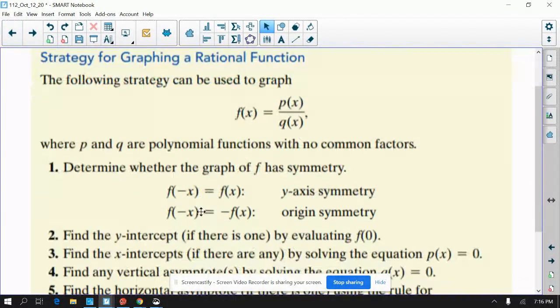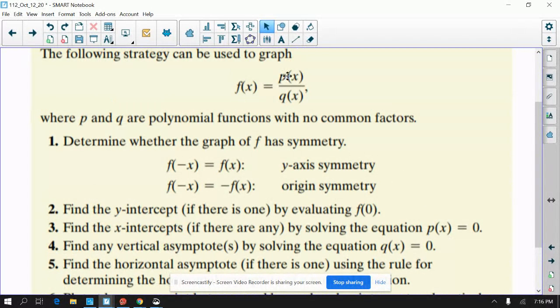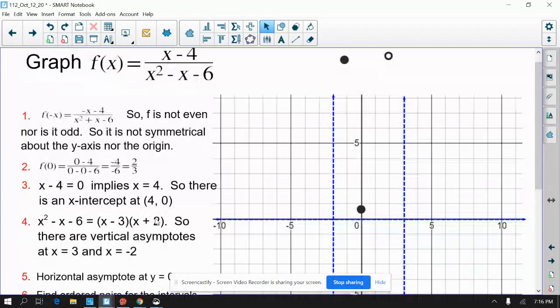Step 3 would be find the x-intercepts, if there are any, by solving for p of x equals 0. Well, remember, with a polynomial divided by a polynomial, any number that makes the top 0 would be an x-intercept. So the top is just x minus 4, and there's only one number in the whole world that makes x minus 4 equal 0. That is the number 4. So there is an x-intercept at (4, 0). So again, I've got two ordered pairs that I'm going through.